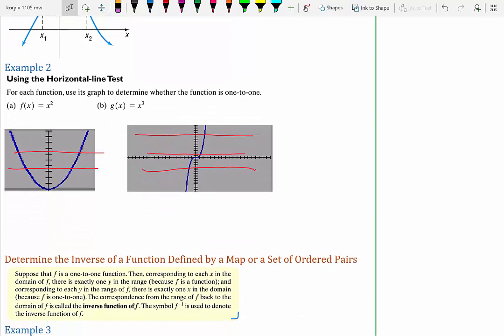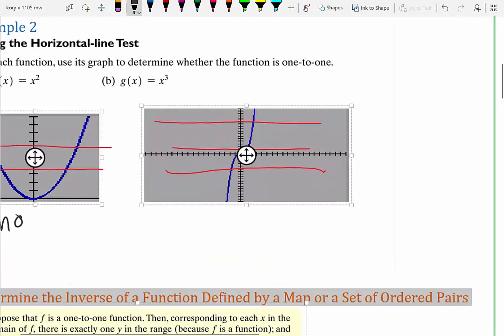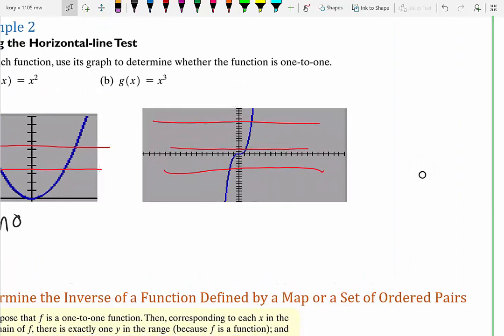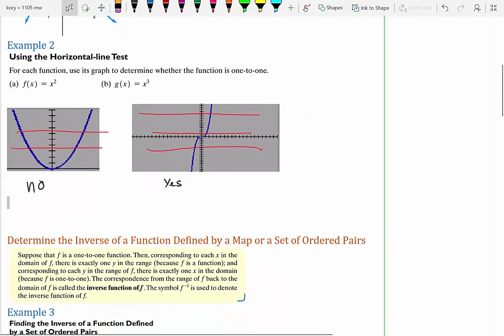All right, so example 2, I actually drew everything for you and all of that. Look at that, that's nifty. Is f of x equals x squared a one-to-one function? No, all parabolas are not one-to-one. That is a terrible no. What about b? Yes, it is. Are circles one-to-one? No, they are not. Good.